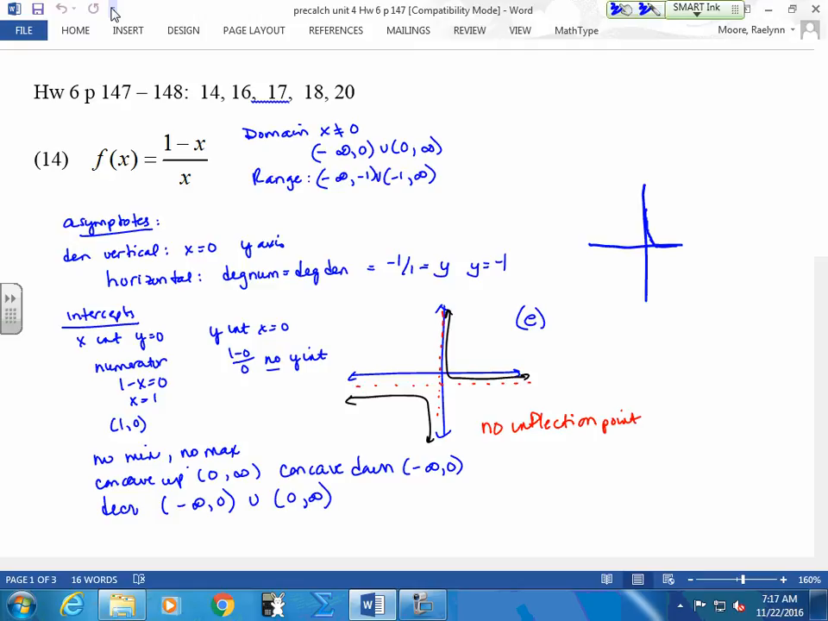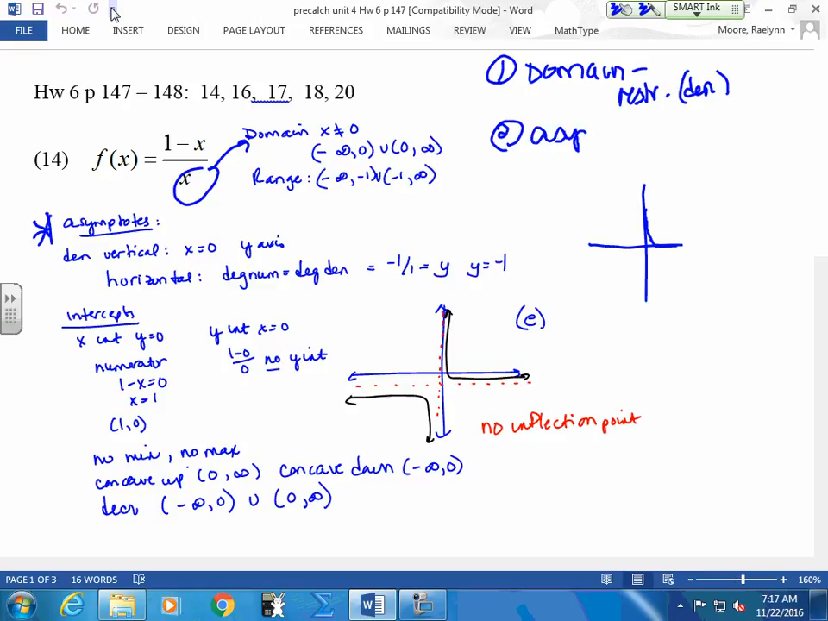The first thing you should always do is find your domain. Find your domain restriction. Leave the range till later. Go through and find your asymptotes next. So first find your domain. Look for restrictions in your denominators, just in case. Then find your asymptotes. We were going to factor, but you don't have anything to factor yet. Factoring will start today. When you do your asymptotes, follow this list.